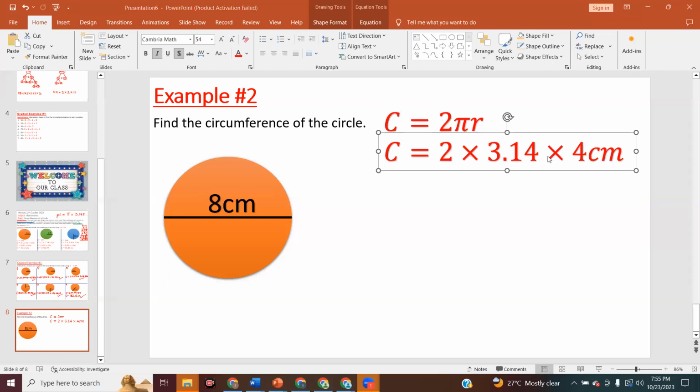All right, so why did we use 4? Why are we using 4? 4 is half of 8, and this whole thing is the diameter. You know what I mean? The whole thing is the diameter.